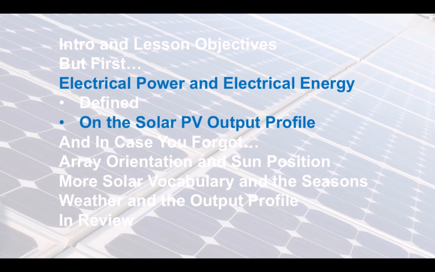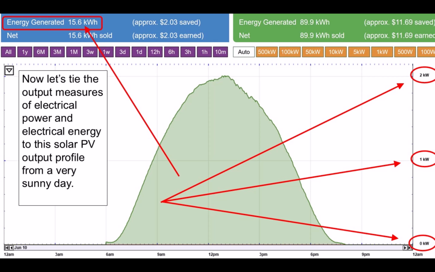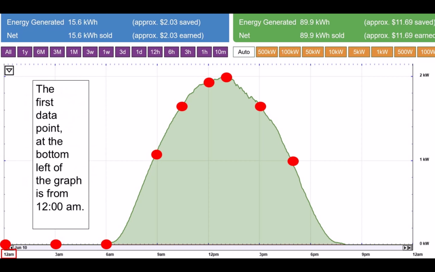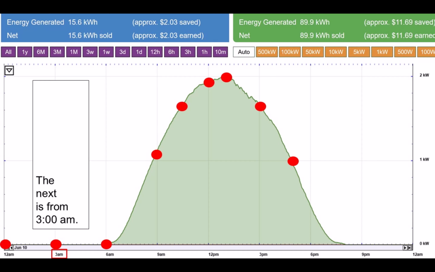Electrical power and electrical energy on the solar PV output profile. Now let's tie the output measures of electrical power and electrical energy to this solar PV output profile from a very sunny day. Here are 9 data points selected from thousands of data points taken during the day and displayed along the dark green plot line. The first data point at the bottom left of the graph is from 12 a.m. The next is from 3 a.m., then 6 a.m.